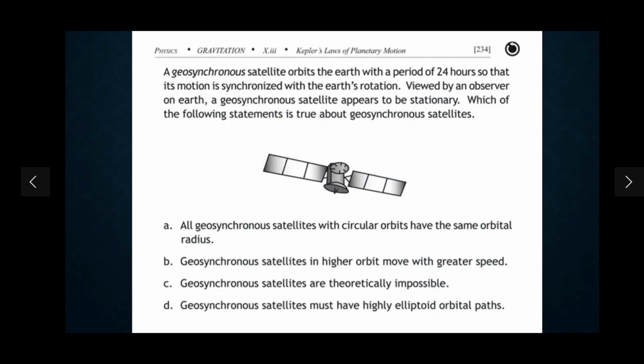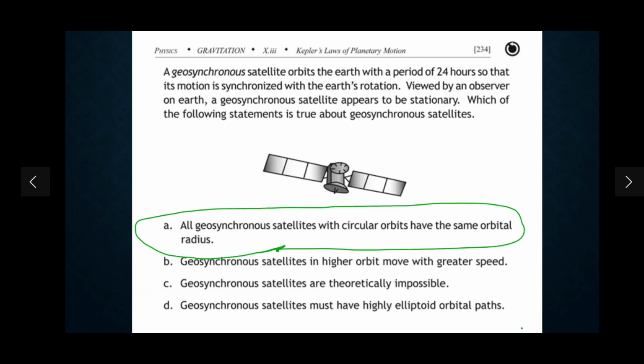A geosynchronous satellite orbits the Earth with a period of 24 hours so that its motion is synchronized with the Earth's rotation. Viewed by an observer on Earth, a geosynchronous satellite appears to be stationary. Which of the following statements is true about geosynchronous satellites? All geosynchronous satellites with circular orbits will have the same orbital radius to maintain the same orbital period, so they will be synchronized with the Earth's rotation.